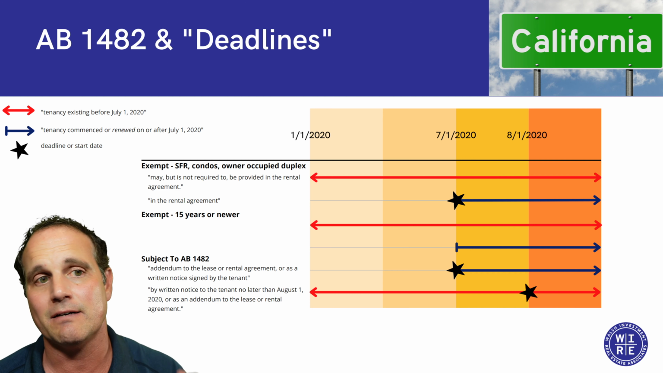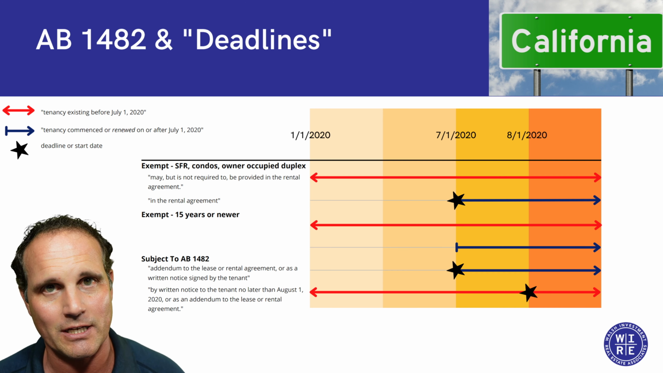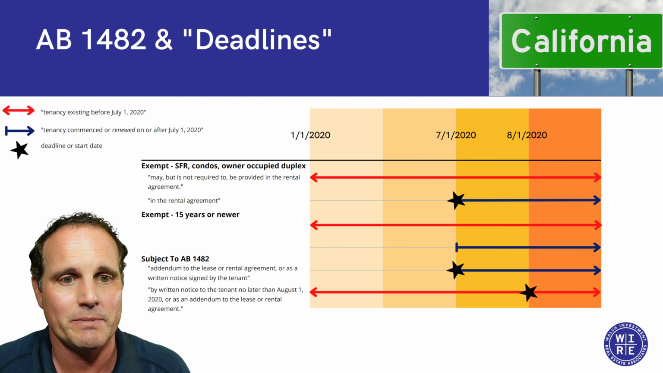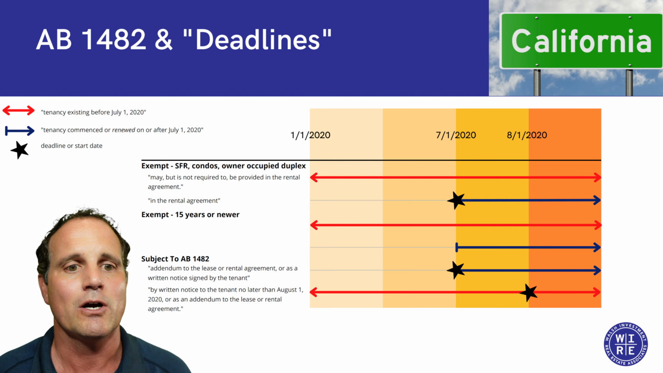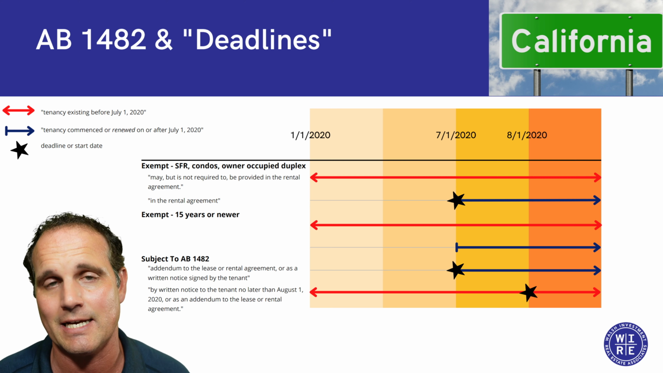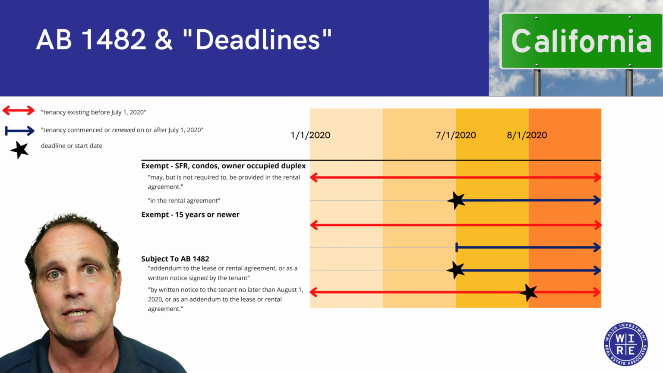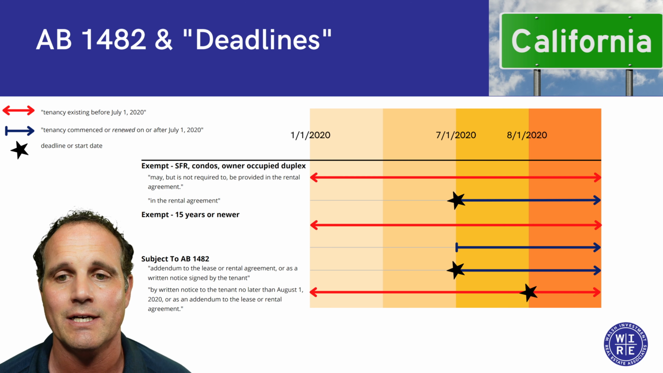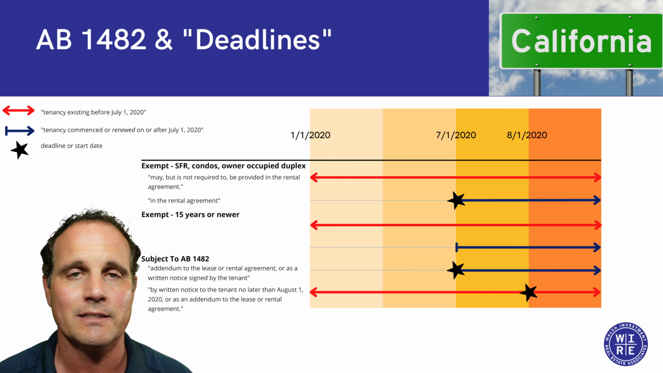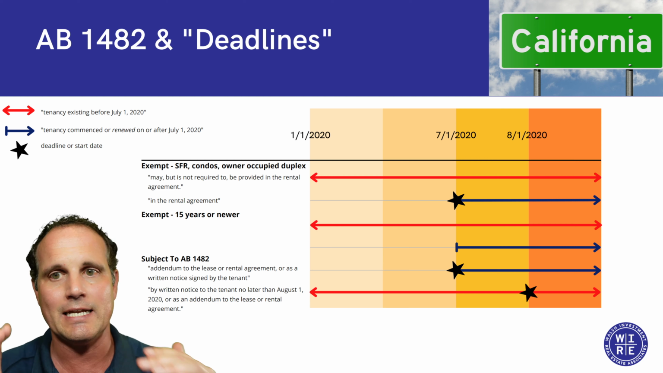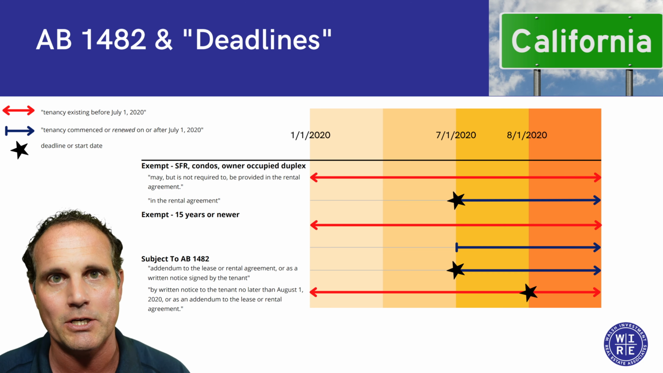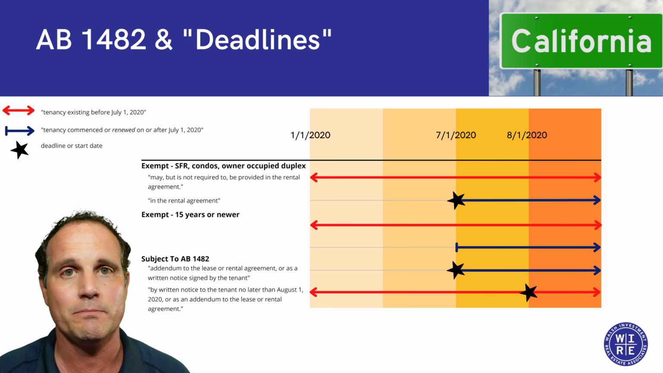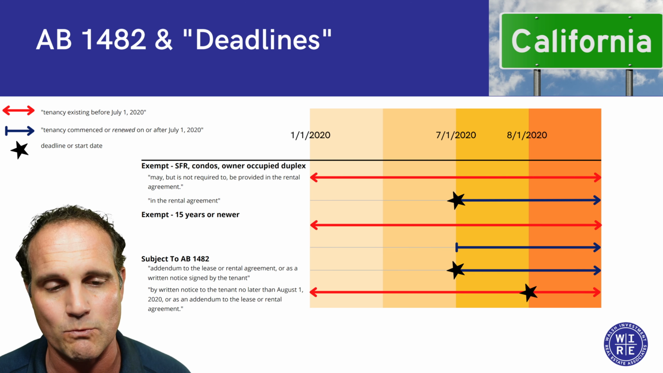So if the tenancy commenced or was renewed on or after July 1st, 2020, it didn't have to be in the lease. It could be an addendum to the lease or rental agreement, or a written notice, but it has to be signed by the tenant. It also has to be at least 12-point font size, so the tenant knows their rights under AB 1482. And that started on July 1st, 2020. Anybody who is signing a lease or renewing a lease should also be signing this form.